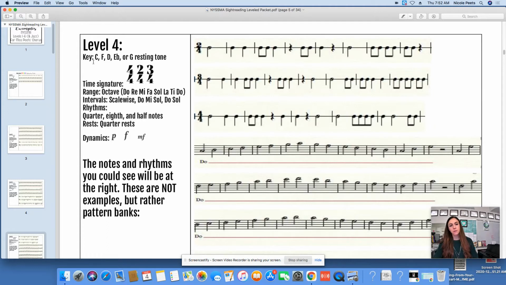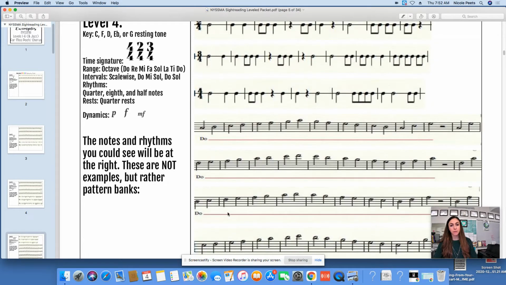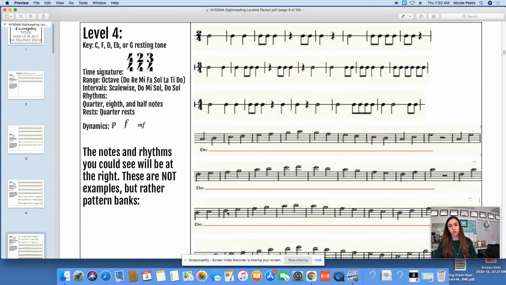You might have a resting tone or a key, a do, of C, F, D, E flat, or G. So do can kind of live in a lot of different places on the staff, and you just have to make sure that you're being conscious of where your do is starting. We have three different time signatures that we're choosing from: 4/4, 2/4, or 3/4, mostly just referring to the number of beats in a measure. In a level 4, we have a range of an octave, so any note is fair game.